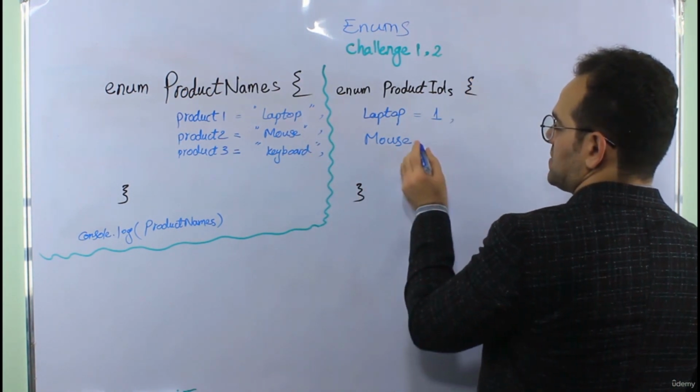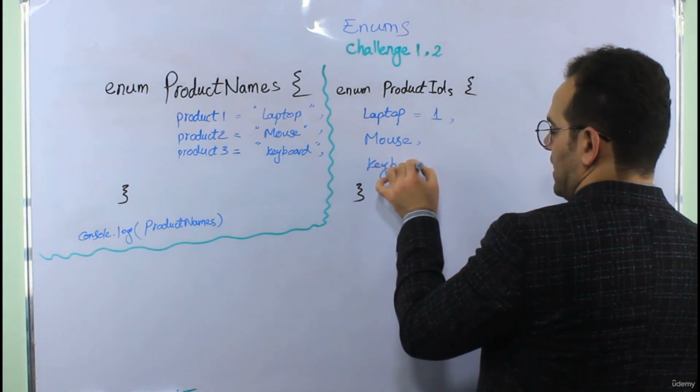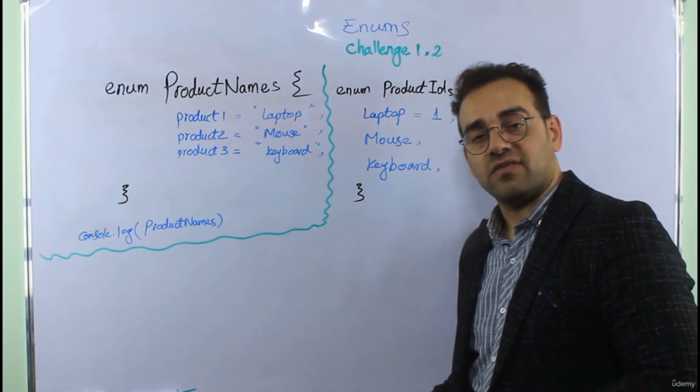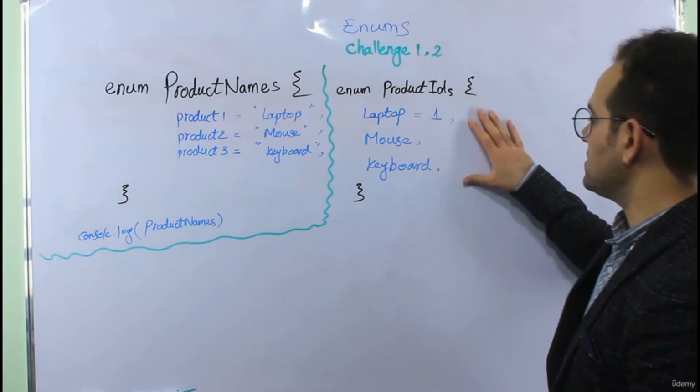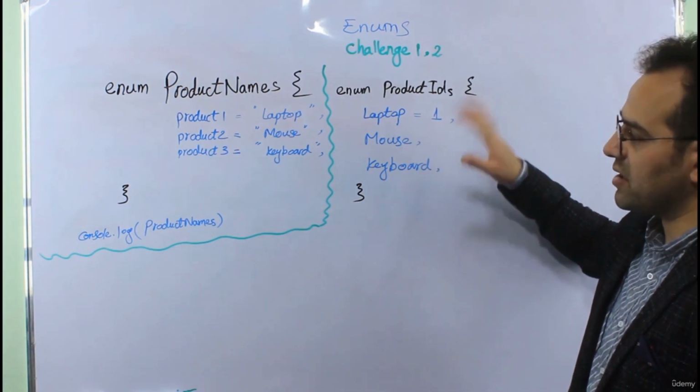For mouse, I'm not going to specify anything, and then we have the keyboard, for which the ID will be chosen by the enum itself as well. So this on the console is going to look like laptop 1. There are going to be 6 objects.